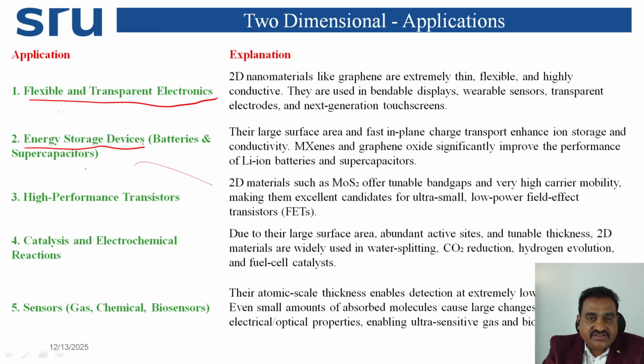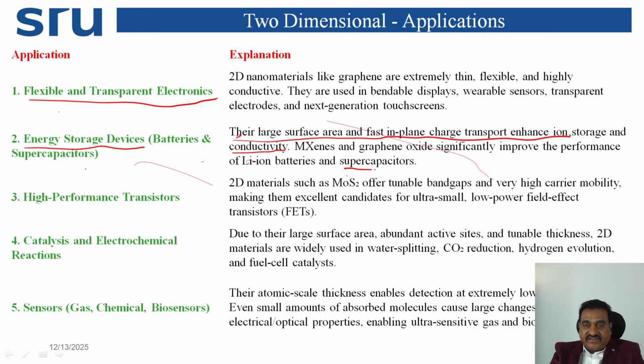Energy storage devices, that is batteries and supercapacitors. Due to the two-dimensional nanomaterials' large surface area and fast in-plane charge transport, they enhance ion storage and conductivity. So graphene oxide significantly improves the performance of lithium ion batteries and supercapacitors.